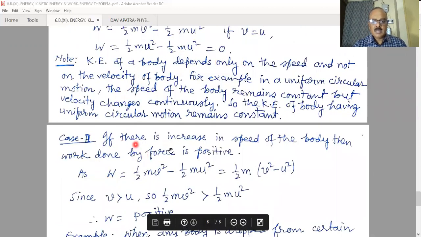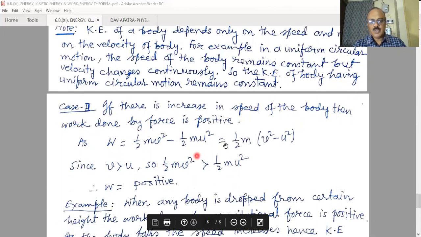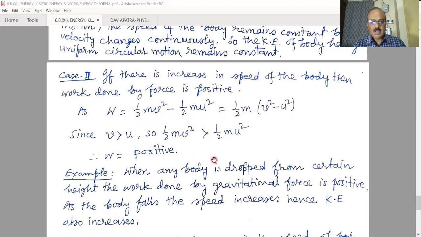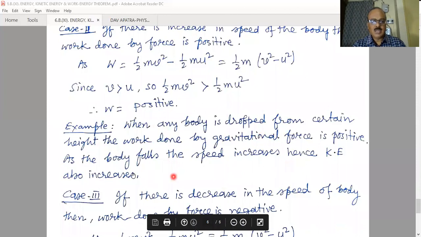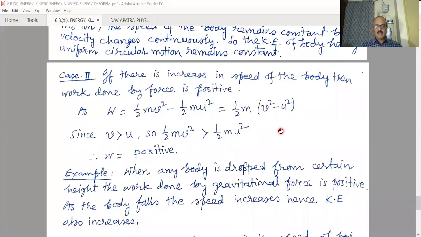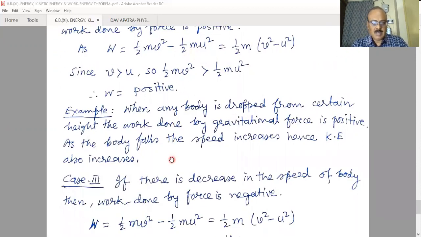Now, case number two: if there is an increase in the speed of the body, then work done by the force is positive. Obviously, when there is an increase in the kinetic energy, the work done is positive, and that means the change in kinetic energy is positive. When a body drops a certain height, the work done by the gravitational force is positive. As the body falls, speed increases and kinetic energy also increases. Kinetic energy is always positive, but the change in kinetic energy may be positive or negative. When the change in kinetic energy is positive, the work done by the applied force is positive. From this work-energy theorem, we can say that definitely.